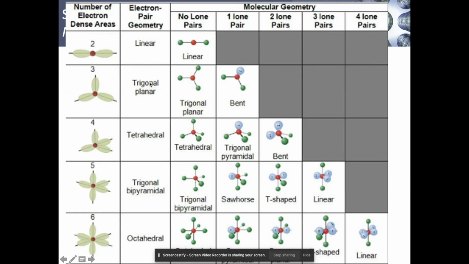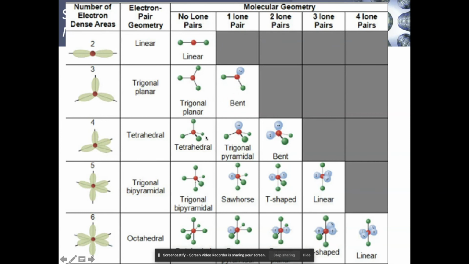So here's the chart. If you have a central atom along with 2 atoms on the outside and there are no lone pairs of electrons on your central atom, it is a linear geometry. On the other hand, if you have a central atom with 3 things, trigonal planar. If you have a central atom with 2 atoms and a lone pair of electrons, it's bent.